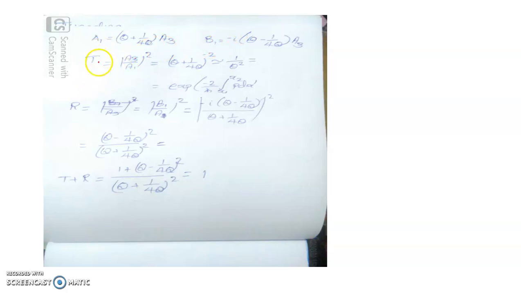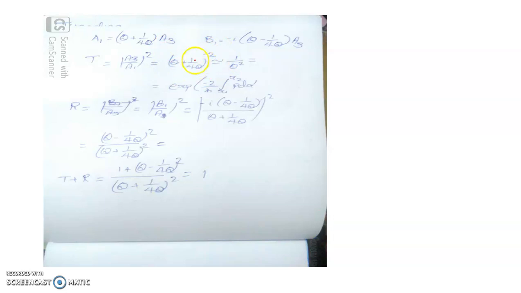So the transmission probability or transmission coefficient T, as we have already obtained, is a3 by a1 whole square. So I'll have to put a1 to the right side and this coefficient is taken to the left side. What remains is a3 by a1 on the right side, and I'll have to square it. Then that will be equal to 1 by theta plus 1 by 4 theta whole square. That is, theta plus 1 by 4 theta whole raised to minus 2.